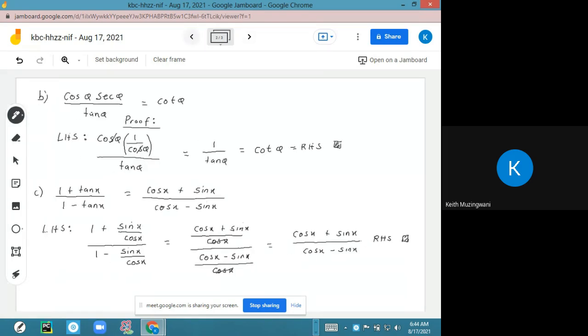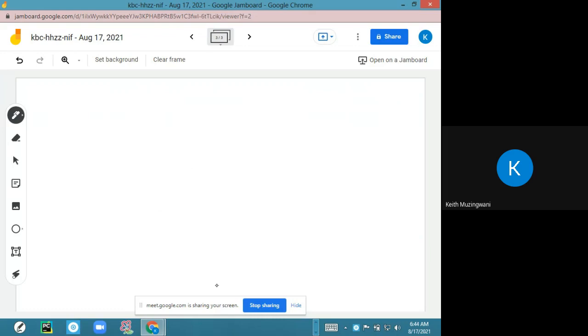This was C, D, sine x over 2 is equal to plus or minus the root of 1 minus cos x over 2.